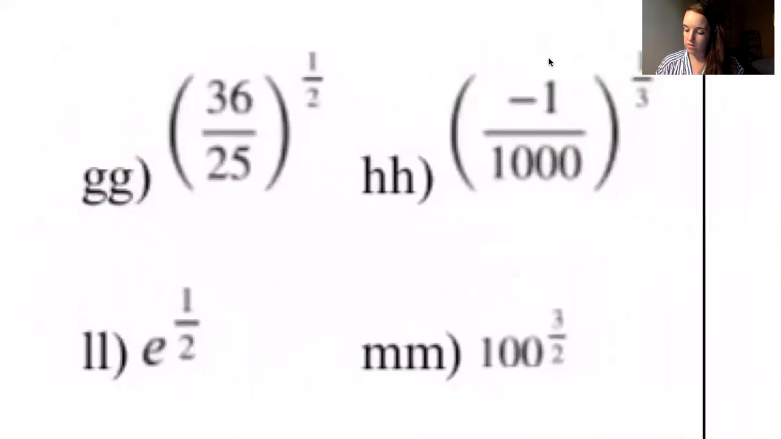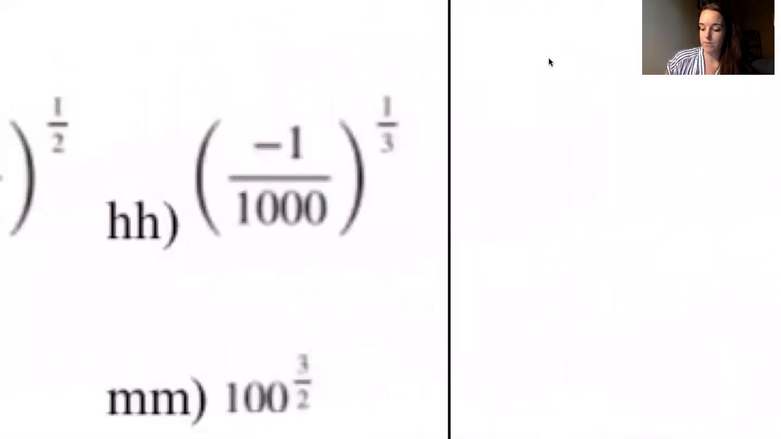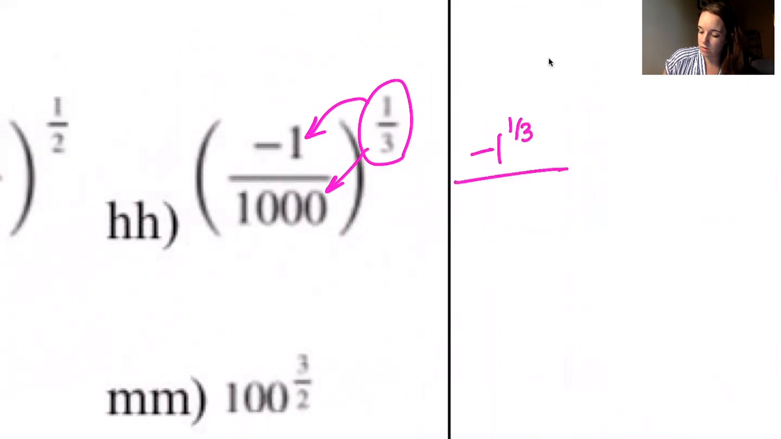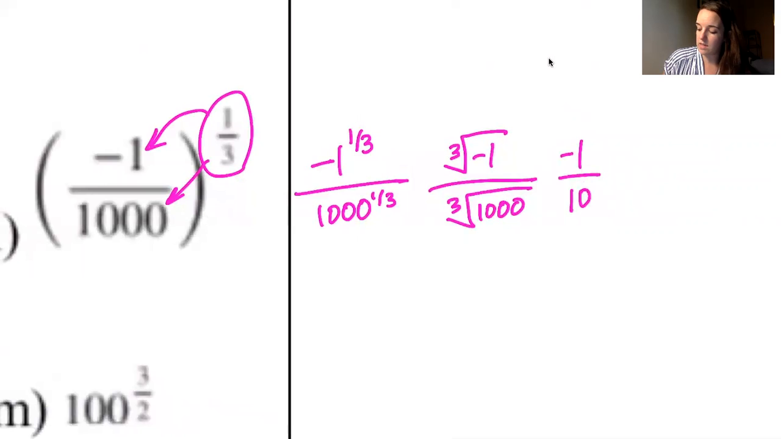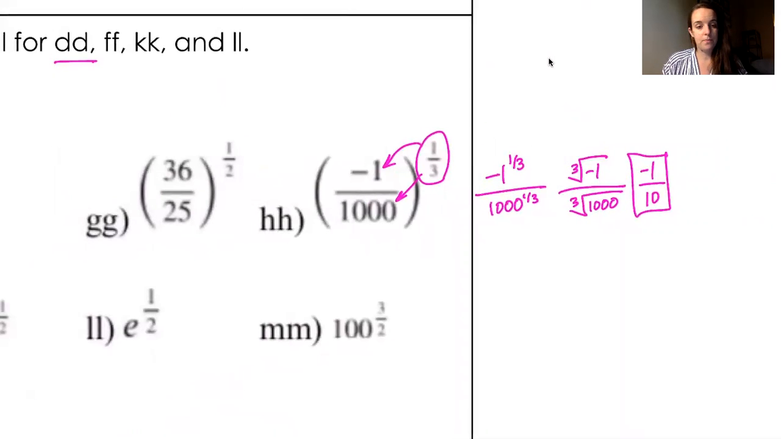Let's go ahead and do maybe this one as well. So remember, this guy for HH is going to distribute onto both of them. So -1 to the 1/3 power over 1,000 to the 1/3 power. Remember, 1/3 is like taking the cube root of that number and the cube root of this number. So the cube root of -1 is just -1, over the cube root of 1,000, which is 10, because 10 times 10 times 10 would be 1,000. So that would be your answer for HH.